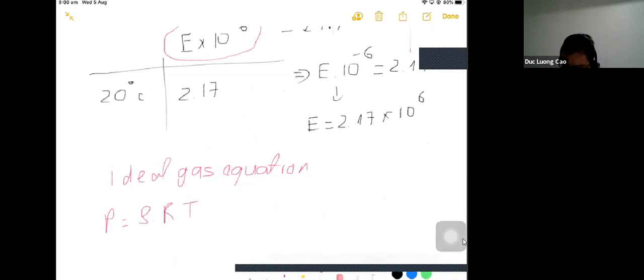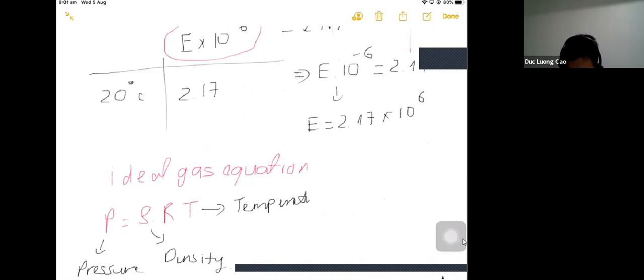Which pressure is this one? P is pressure. Rho is the density. T is temperature, but remember that temperature is in the Kelvin scale. In Kelvin, not Celsius. And R here is the gas constant, and you can find the gas constant from the table.